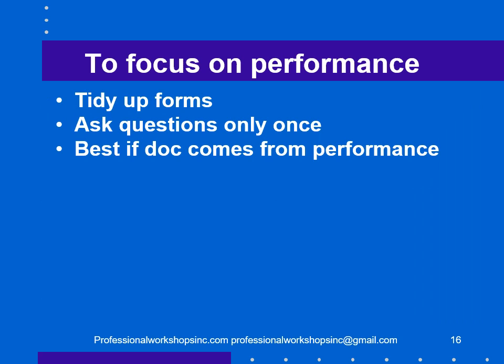So to focus on performance and not on documentation, tidy up your forms, ask questions only once. Don't talk about something you're going to do to look for misstatement due to error, and then in another place do the same thing to look for a misstatement due to fraud. You're probably best to ask the questions or do the procedures about both fraud and error at the same time. And the other thing, it's probably best if the documentation comes from the performance. So to the extent that you can, as you're doing the audit procedures, it's really cool if the performance of the audit procedures produces the documentation. That will be efficient and effective.